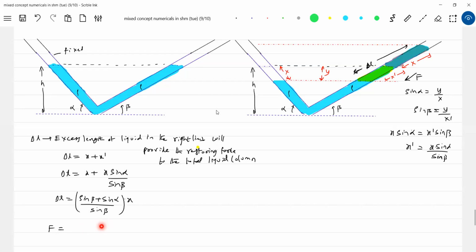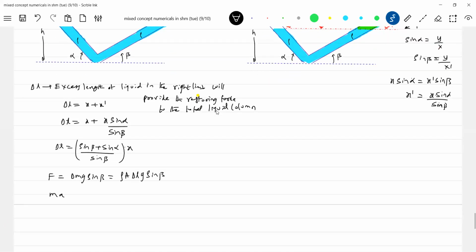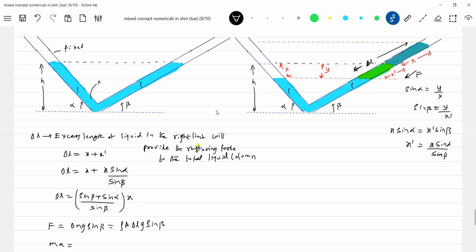What is delta F equal to? Delta m g sine beta. What is delta m? Rho A delta l, g sine beta. Let me substitute this. So this should be equal to ma. What is m? Delta m is different. M is the total mass of the liquid.